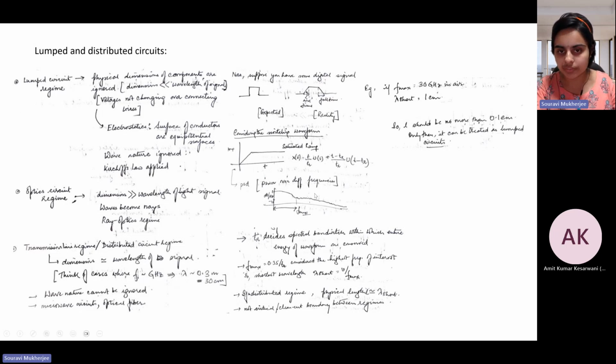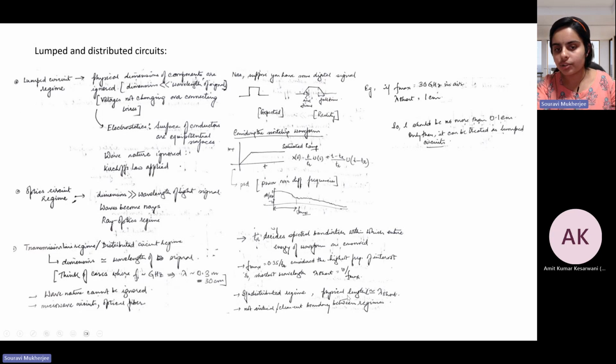Okay, so if your signal has some maximum frequency, you can also consider that it corresponds to some shortest wavelength, right? Whether you are in the distributed regime or not depends on whether the physical length of your component is comparable to this lambda short value. To be specific, suppose you take it to be 0.1 times the lambda short value. This is just an estimation, because how much is comparable, right? So you can take it as 0.1 times lambda short.